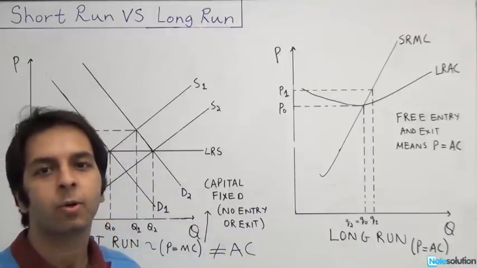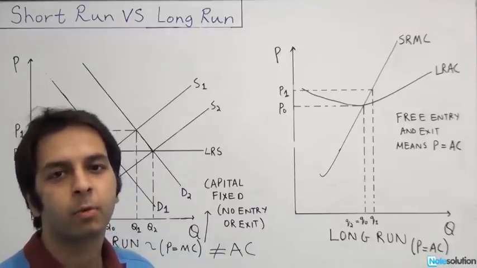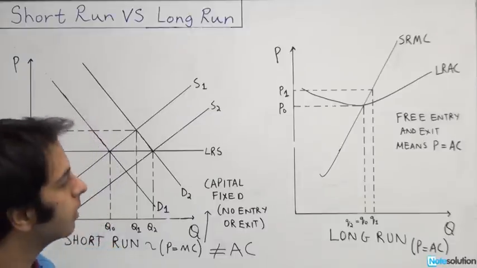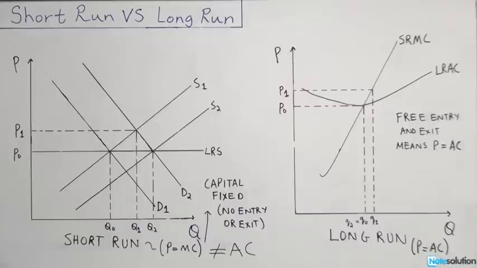We're going to be talking about short run versus long run today, and we're going to be looking at a question that is difficult just to clarify our concepts. So the question says, comparing the short run and long run profit maximizing positions of a perfectly competitive firm, which one of the following statements is true?